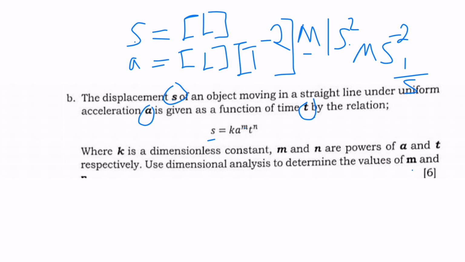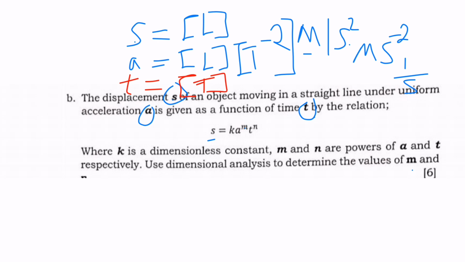So this is the displacement, which is s, and also t. So let's go to t. What is t? t is just time. So write T like that. That's all. Now, the question asks us to find the values for m and n.